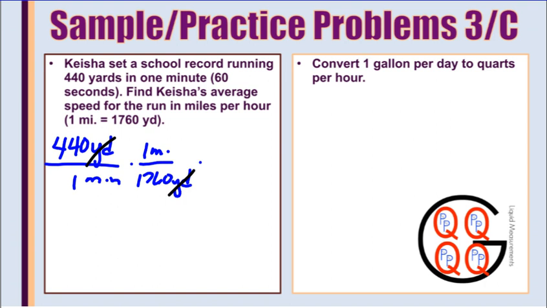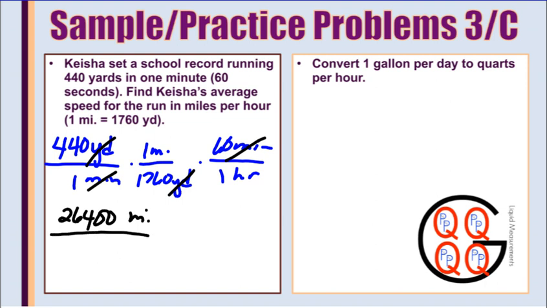And now I need to go from minutes, so 60 minutes in 1 hour. And that cancels out the minute label. So now I have 440 times 60, which is 26,400, over 1,760. So divide that by 1,760. That is an average of 15 miles per hour.